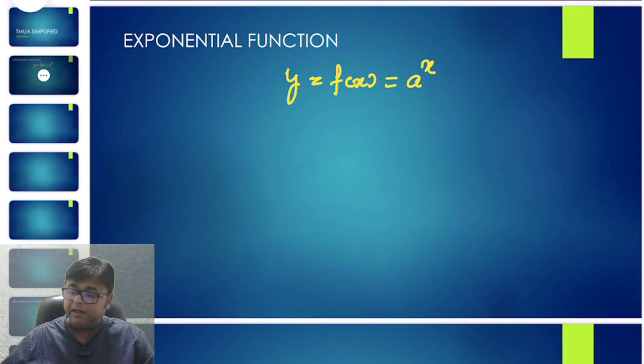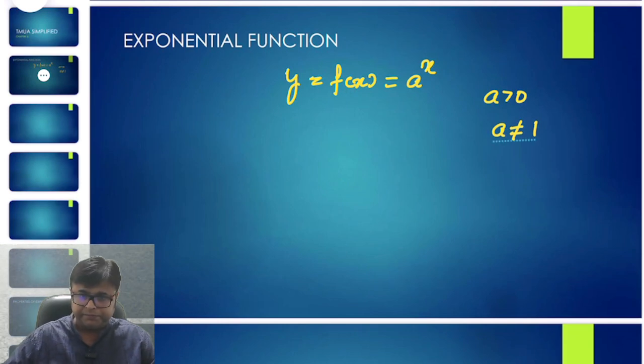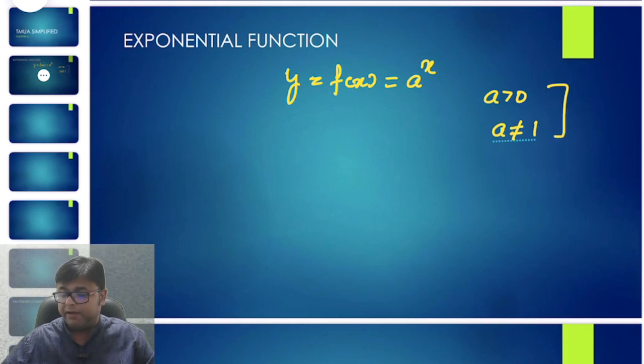Now, first of all, a has to be greater than 0 for it to be an exponential function. And a should not be 1, for a function, right? 1 to the power anything is 1. So that's why when we follow the definitions of function, that is where we say a cannot be 1, right? So these are the constraints that we have.